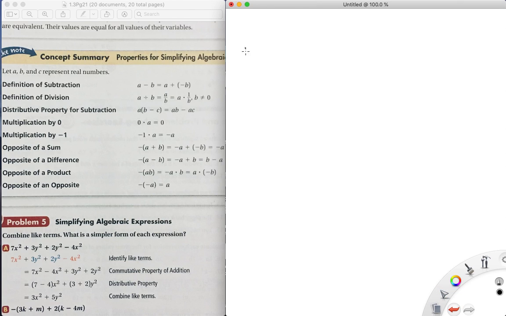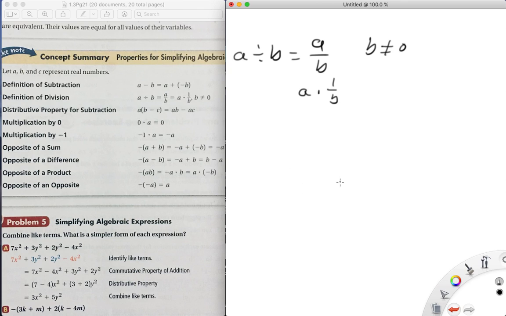Definition of division. This is basically saying that a fraction is division. A divided by b is equal to a over b. The condition being, of course, that b can't be 0. The denominator cannot be 0. Always. We can't divide by 0. It is undefined. We can also say that a is being multiplied by 1 over b as well.